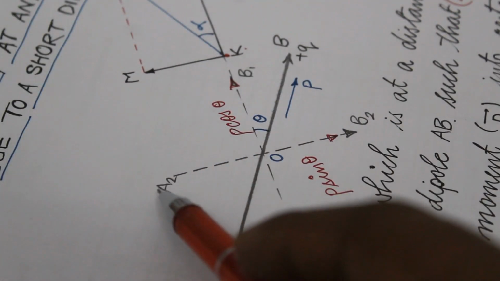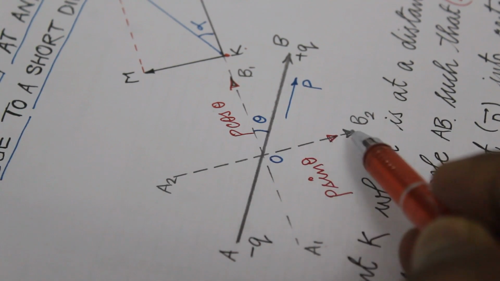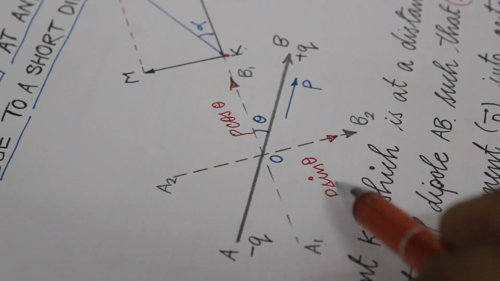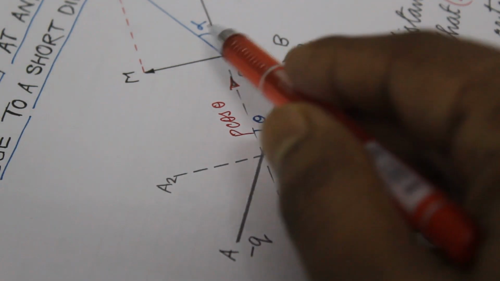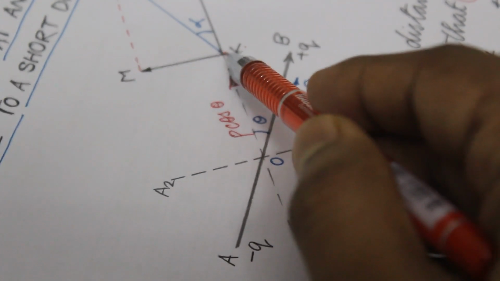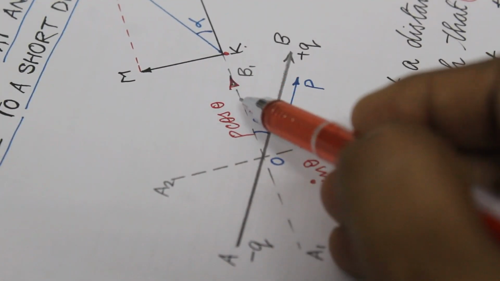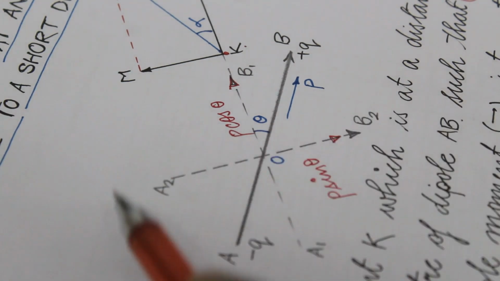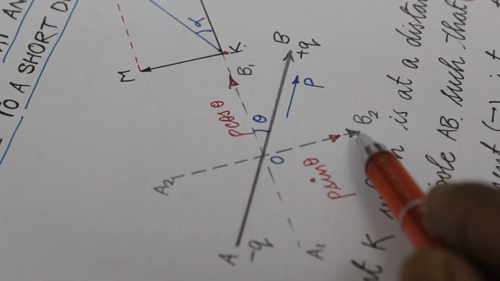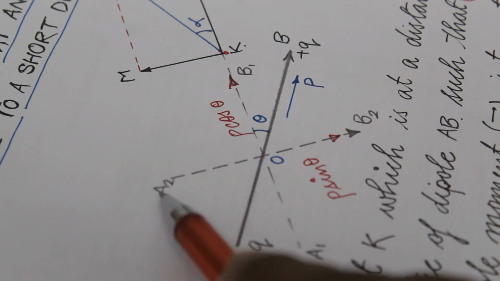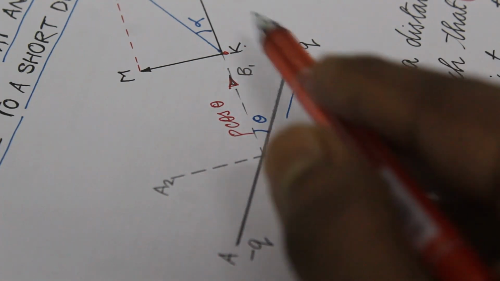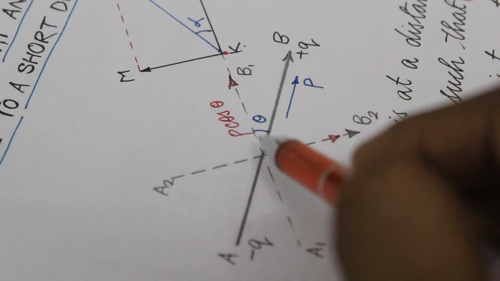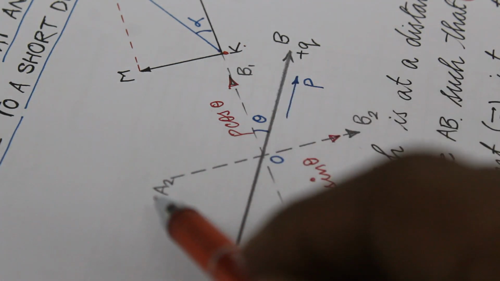Similarly, if I tilt the diagram a bit, A2B2 can be considered another dipole whose dipole moment is P sine theta, and as you can see, this point K now lies on the equatorial line of the dipole A2B2. It is clear here that A2B2 is another dipole whose dipole moment is given by P sine theta, and this point K lies on the equatorial line of the dipole A2B2.